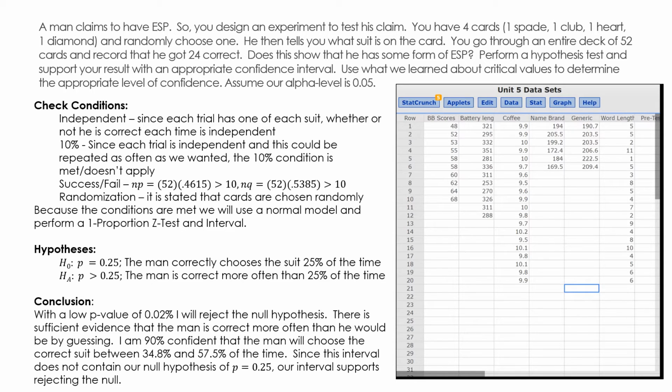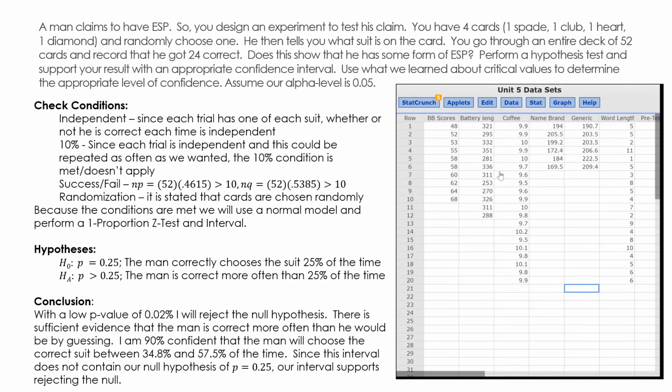So that is what I'm assuming, that nothing has changed. This guy is full of it. There's no way he's going to correctly detect more often than 25%. So the alternative hypothesis is that p is going to be greater than 0.25. He thinks he's better than normal, that his ESP gives him a better insight into what the suit will be.